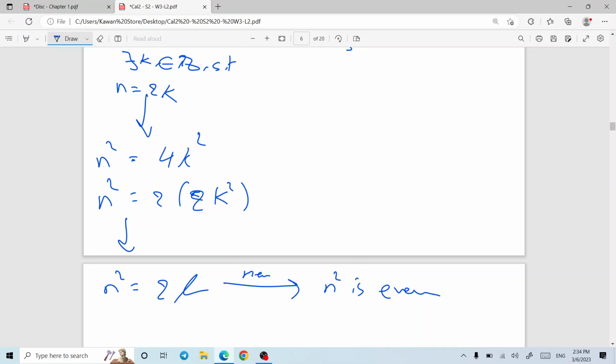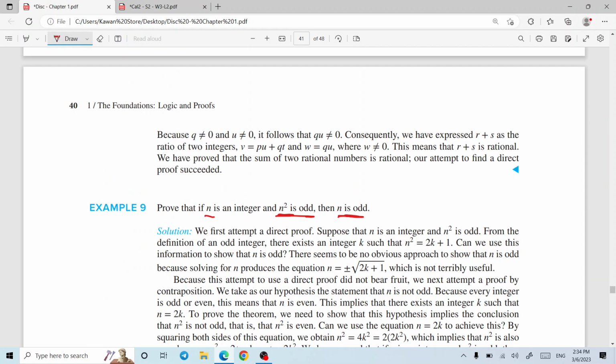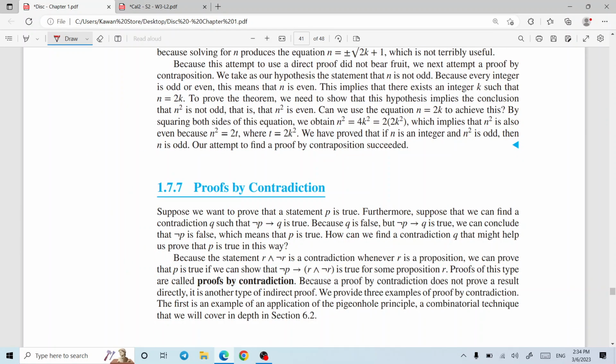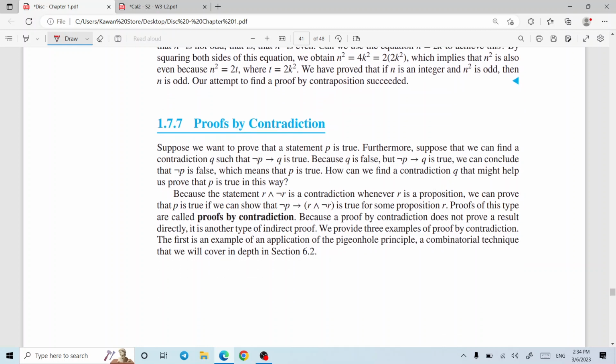Do you have any question? Did you understand? What did we do? First, we tried the direct. It didn't work. We used the next method, indirect, contrapositive, and it worked. We solved it. Do you have any question, dears? Clear everything? Good.